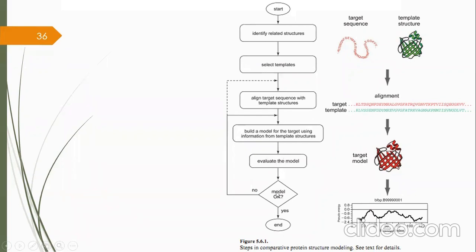And if the model is okay, we need to evaluate through different procedures. After that, if that is okay, that ends. But if the reliability is less, the evaluation score is less, so the model is not okay, go again from this point. We already aligned this, so go again from this point, or we need to select some other templates and start from here again. So this is how the protein modeling works.